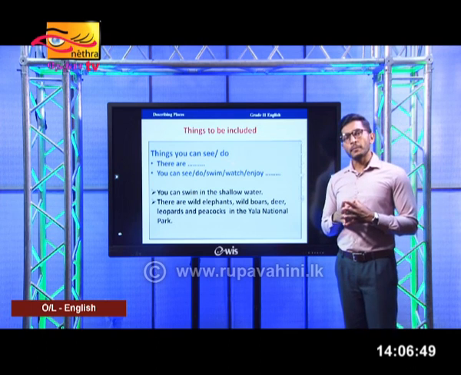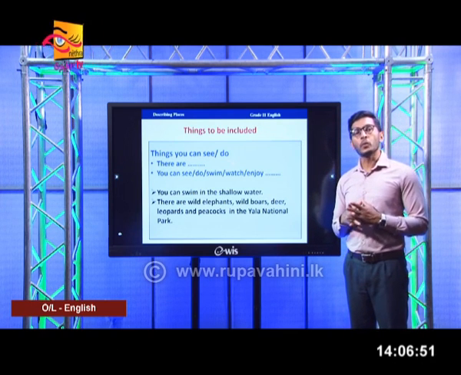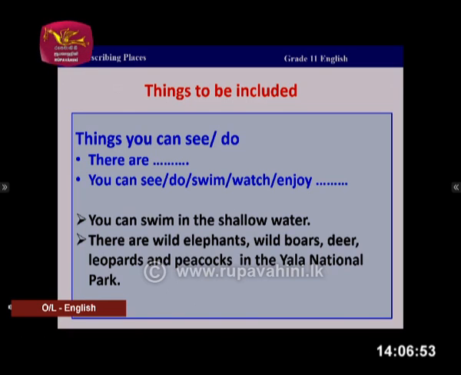When you describe what things you can see or do once you get to the place, you can use these phrases and sentence structures. Let's see them. Things you can see or things you can do. You can simply use the "there is" or "there are" pattern, and you can also write "you can see" or "you can do" or "you can go, you can swim, watch, enjoy," things like that.